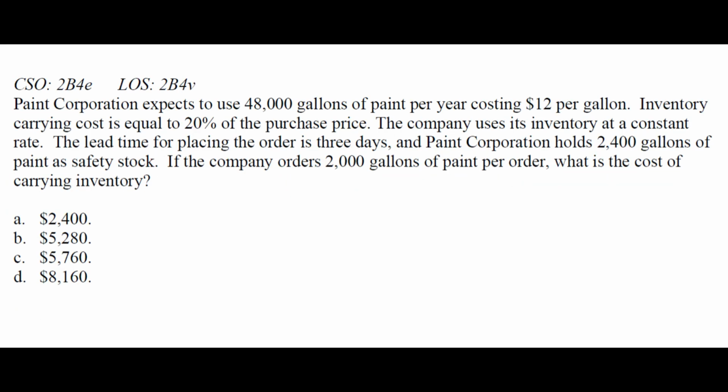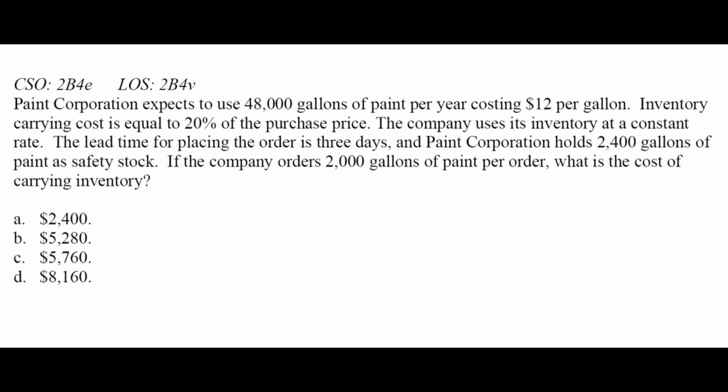This question tests understanding of inventory carrying, or holding, costs in inventory management. Carrying cost represents the annual cost of maintaining inventory and typically includes storage, insurance, handling, obsolescence, and the opportunity cost of invested capital. The question provides several pieces of information: annual usage, 48,000 gallons; cost per gallon, $12; carrying cost rate, 20% of purchase price; order size, 2,000 gallons; safety stock, 2,400 gallons; lead time, 3 days.